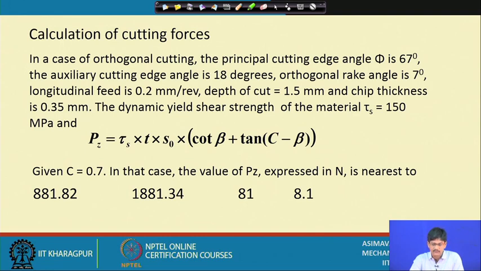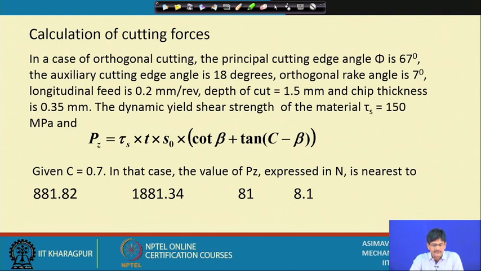In that case, the value of Pz expressed in newtons is nearest to 881.82 newtons, 1881.34 newtons, 81 newtons and 8.1 newtons. Now, how do we proceed to solve this sort of problems?